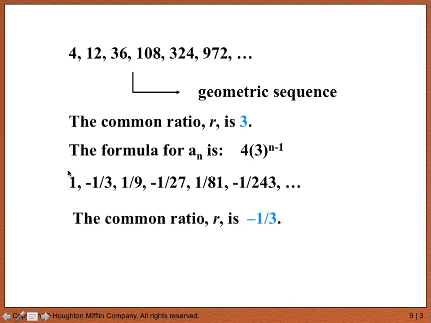Here is another sequence. We can see that the common ratio r is negative 1/3. Again, I get that the same way. Negative 1/3 divided by 1 is negative 1/3. 1/9 divided by negative 1/3 is negative 1/3. Negative 1/27 divided by 1/9 is negative 1/3, and so on. You can probably guess by now what the formula for the nth term of this sequence is. Just to see if you've been recognizing a pattern, I want you to pause the video, write what you think the formula for the nth term is, and then resume when you have an answer.